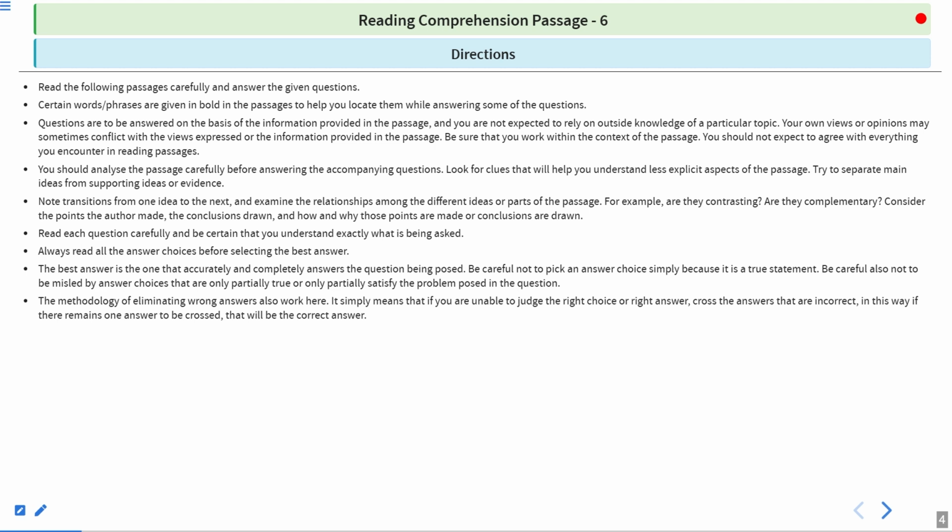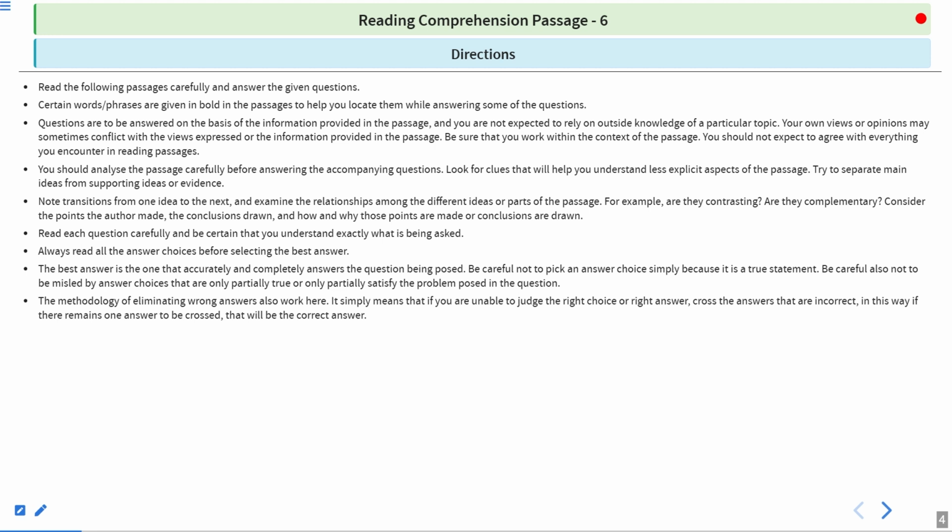Look for clues that will help you understand less explicit aspects of the passage. Try to separate main ideas from supporting ideas or evidence. Note transition from one idea to the next, and examine the relationships among the different ideas or parts of the passage. For example, are they contrasting? Are they complementary? Consider the points that the author made, the conclusion drawn, and how and why those points are made or conclusions are drawn.